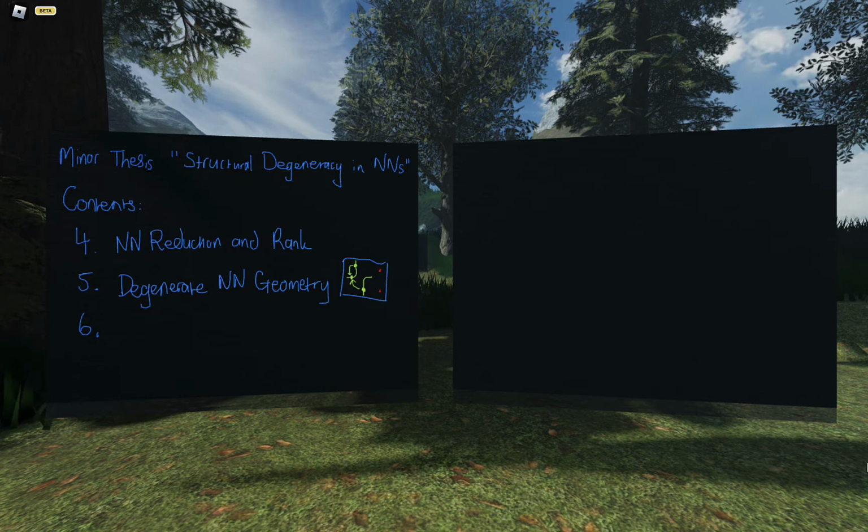Okay, one last chapter, and I think this is the one that Dan finds the most exciting. What did I call this one? Chapter 6, degenerate neighborhoods in parameter space.